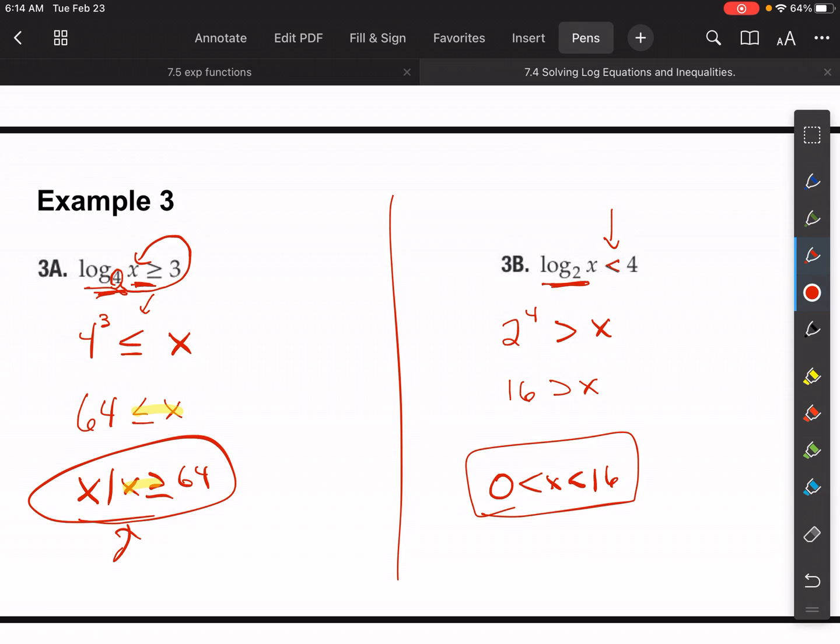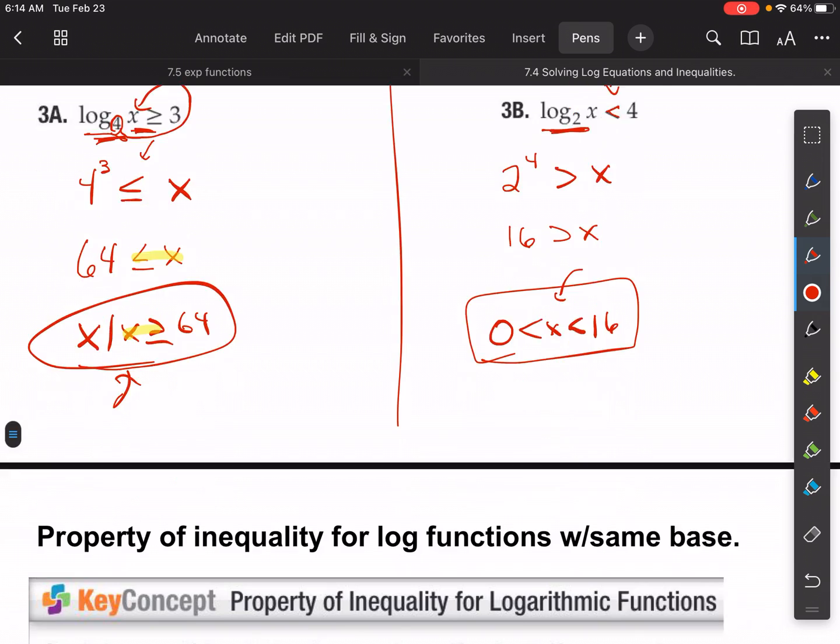Okay, so just be careful on those less thans. I know that's a little confusing, but this cannot go negative. So I have to make sure that that x value stays between 0 and whatever this is telling me.